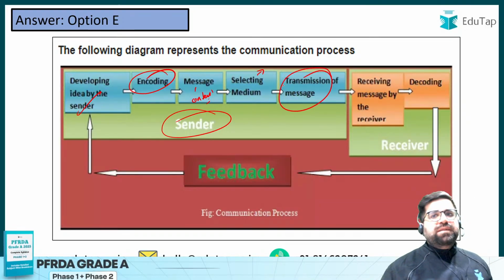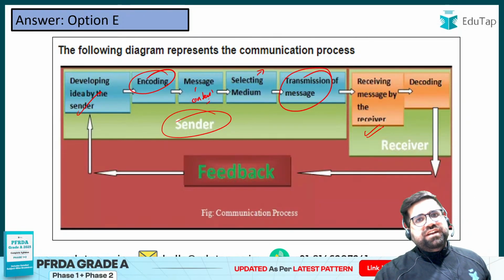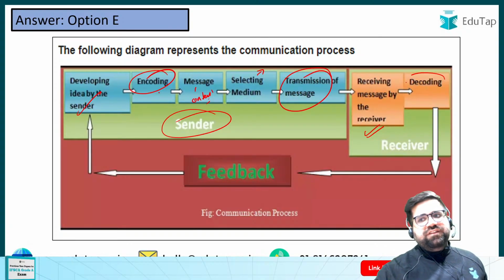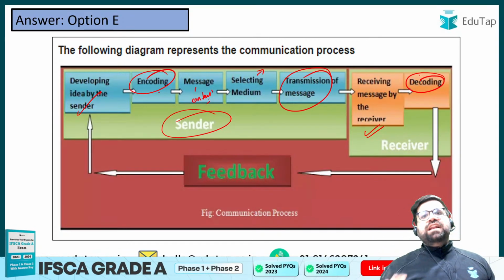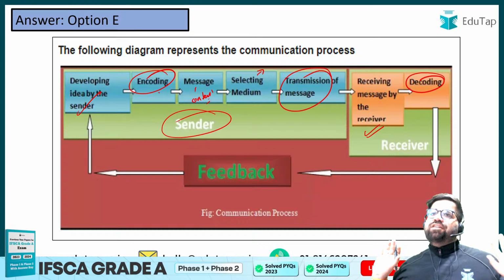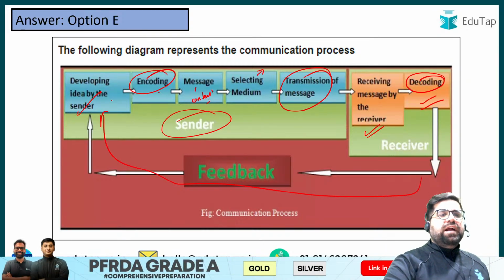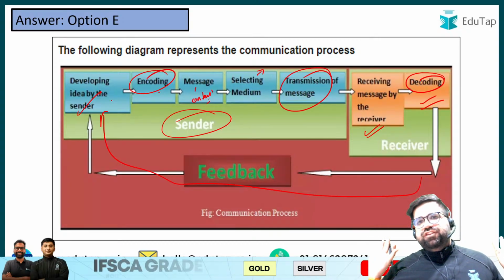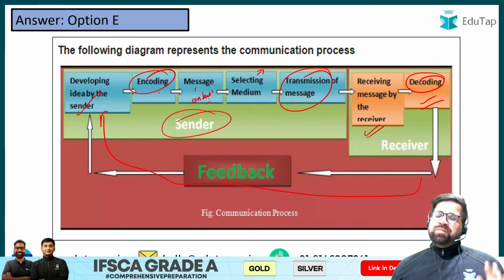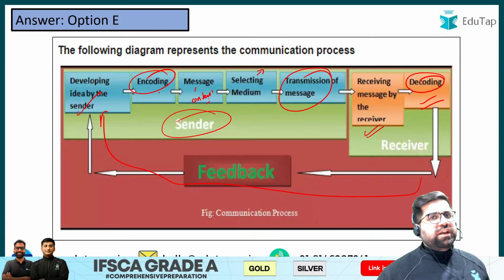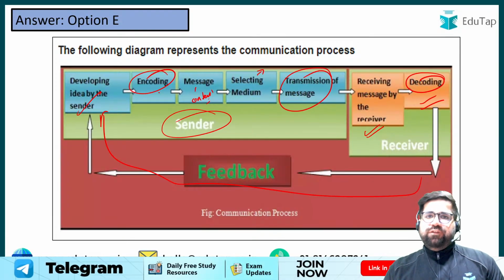Then you transmit the message, and then the receiver receives it. Because of encoding, first the receiver decodes it, and if the receiver is like, yes, I have understood the message, then he shares the information or the feedback to the sender that yes, I have received your message and everything is good to go. And do remember, the essence of communication is not just sharing of information.